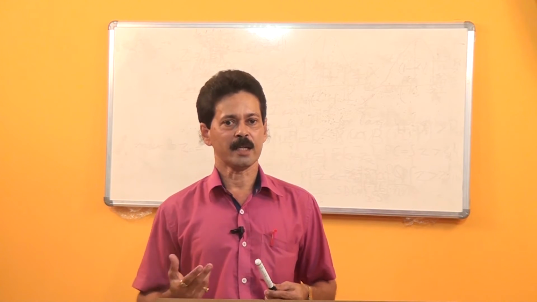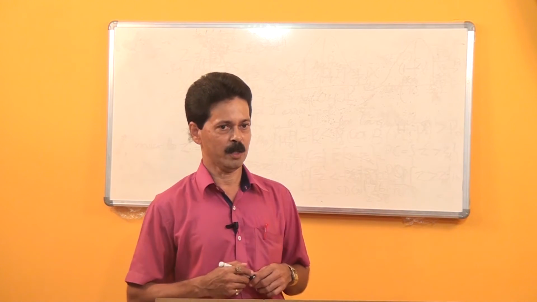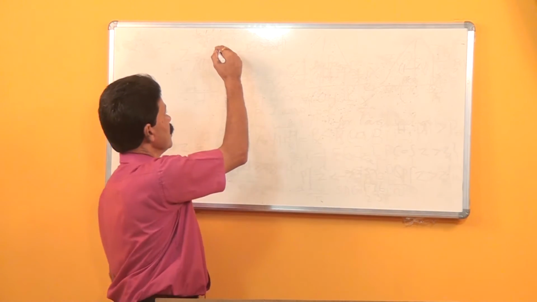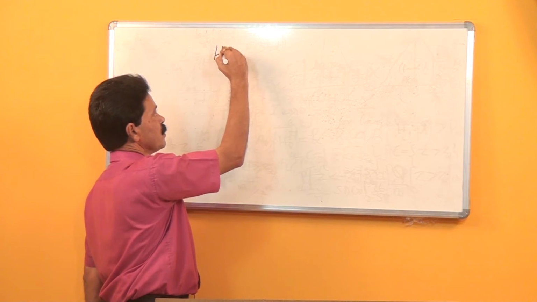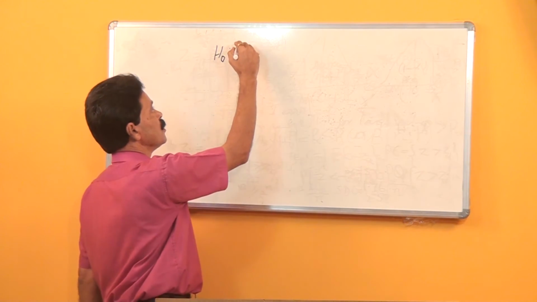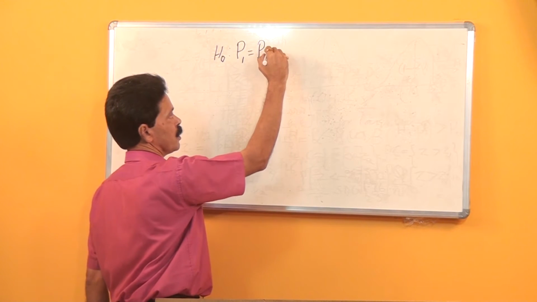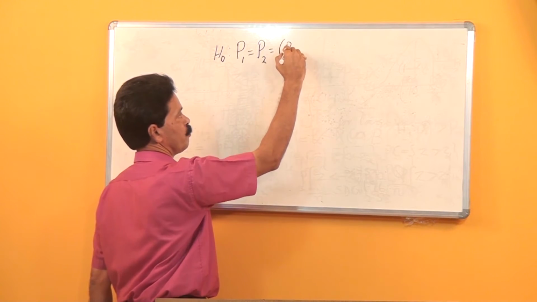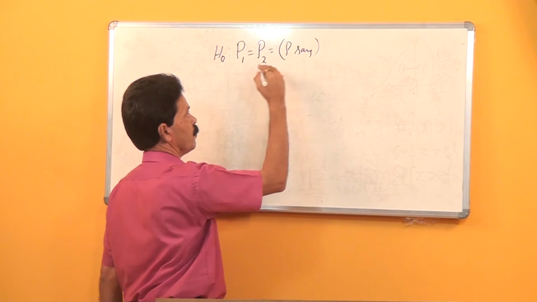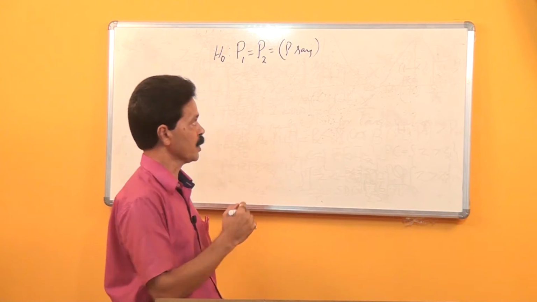Accordingly, we set up the null hypothesis and alternative hypothesis as follows. As you know, the null hypothesis should always be a neutral one. So that means capital P1 equal to capital P2, that is equal to say capital P, where P1 and P2 are the two population proportions.